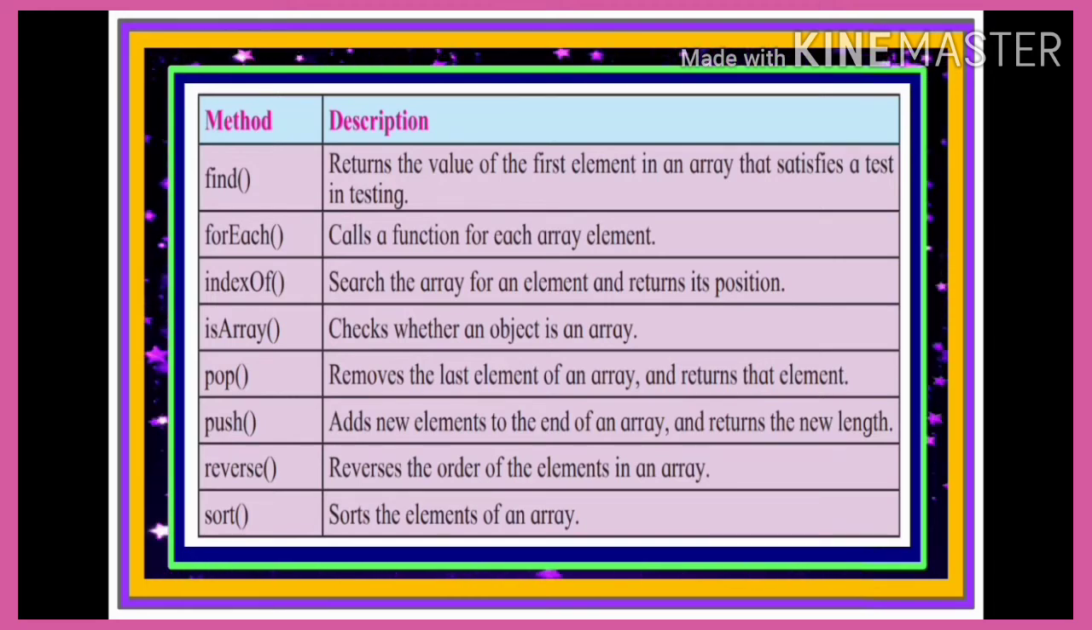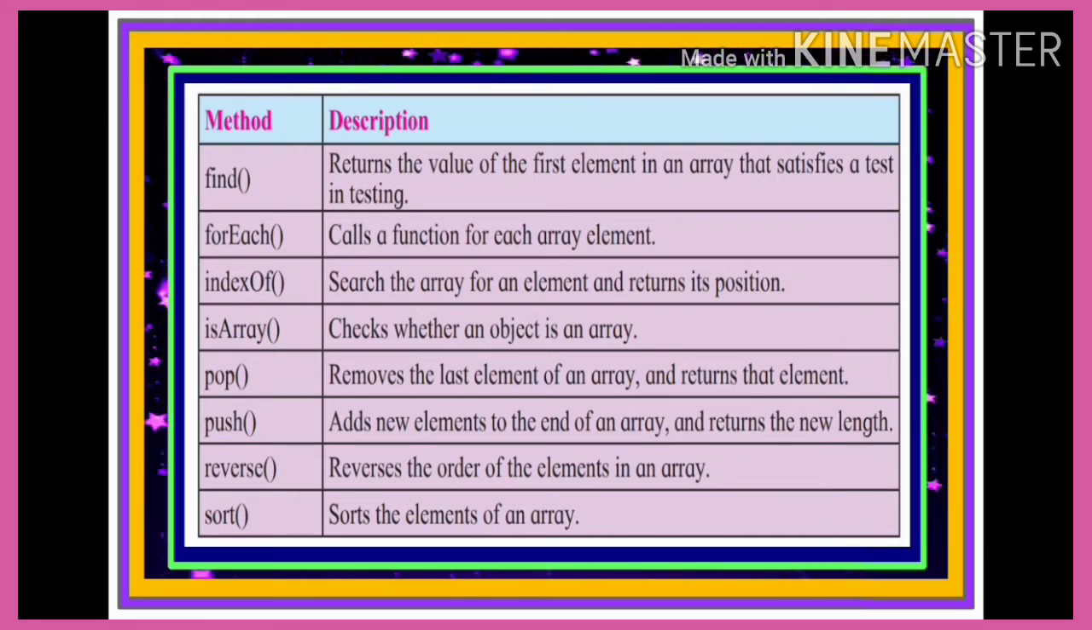Next method is find. It returns the value of the first element in an array that passes a test. Next method is forEach, where E is capital. It calls a function for each array element. Next method is indexOf, where O is capital. It searches the array for an element and returns its position. Next method is isArray, where A is capital. It checks whether an object is an array or not. Next method is pop, P-O-P. It removes the last element of an array and returns that element.